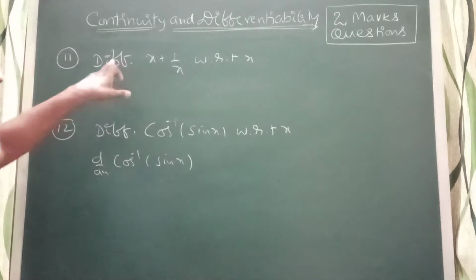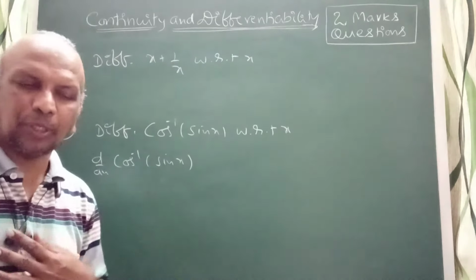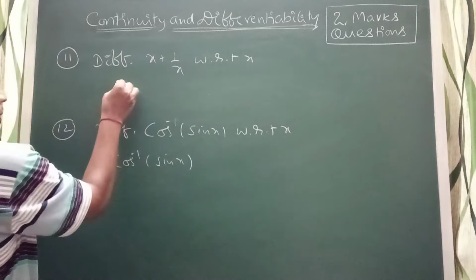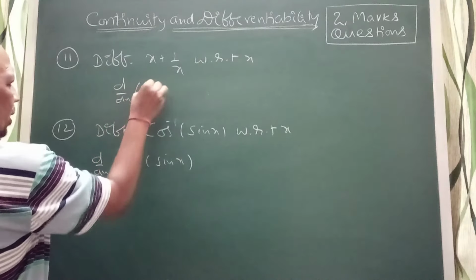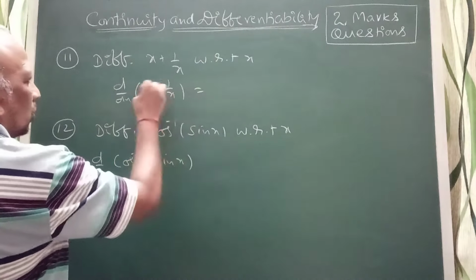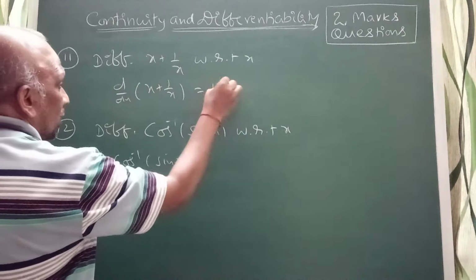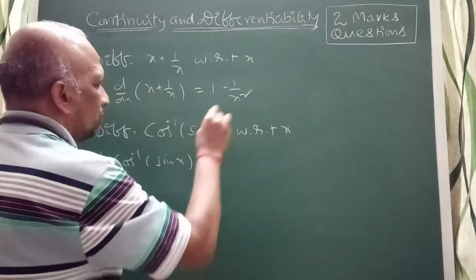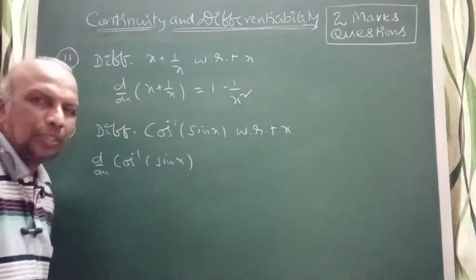See this. Differentiate x plus 1 by x with respect to x. I can take this one. d by dx of x plus 1 by x. So derivative of x is 1. Derivative of 1 by x is minus 1 by x square. We can stop with this.